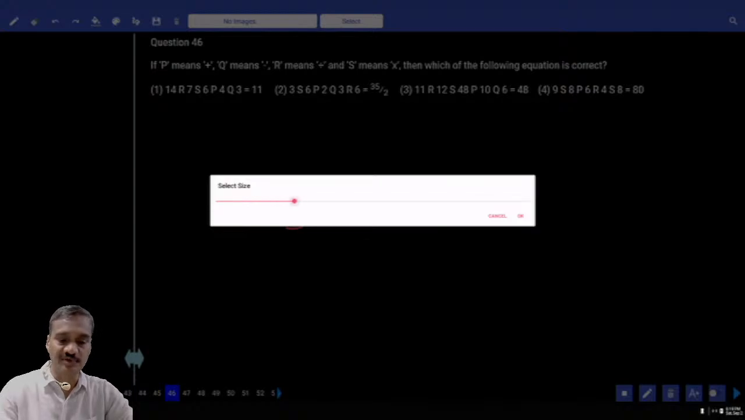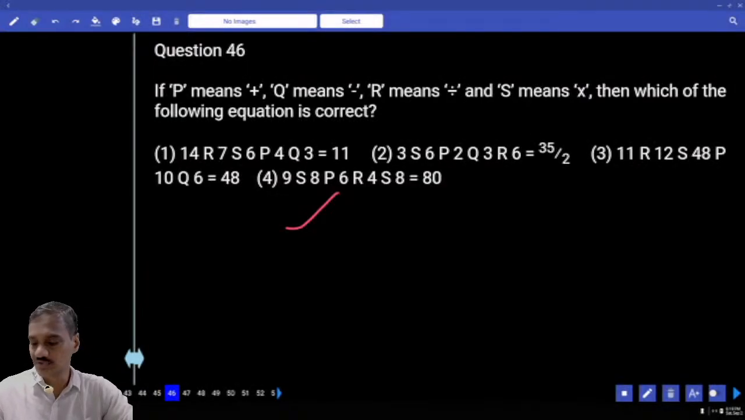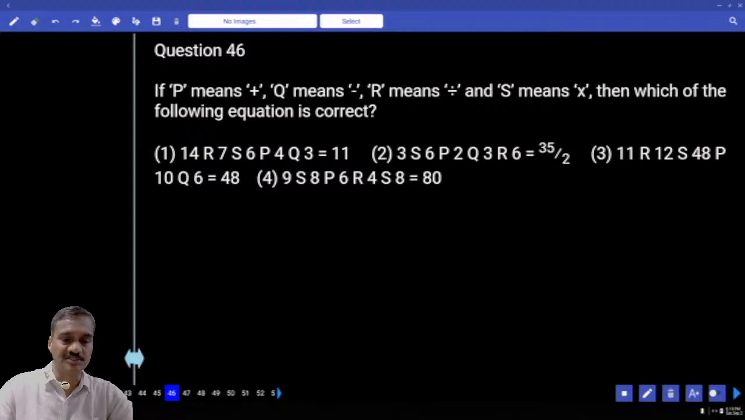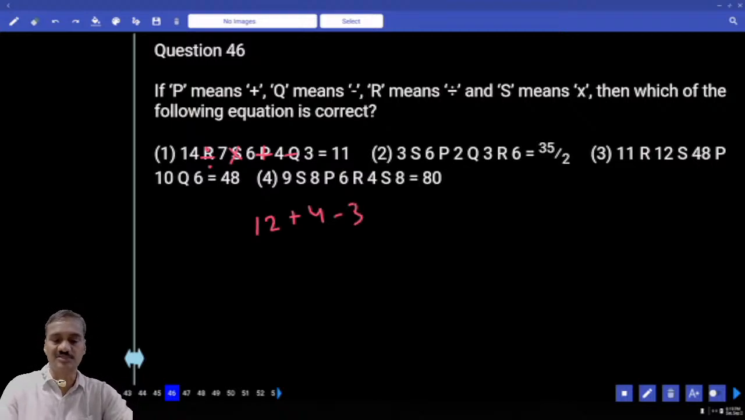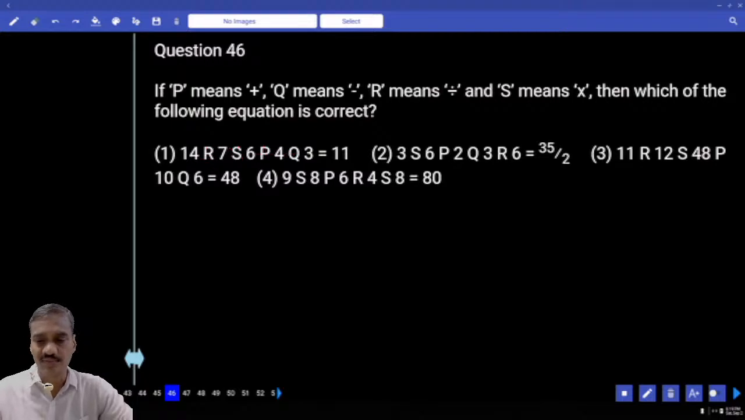And 46. Now P stands for plus and Q stands for minus. R is division and so on. 14 divided by 7 and S is into 6, and P stands for plus and Q stands for minus. Now 14 divided by 7, 2 into 6, 12. 12 plus 4, 16 minus 3. And 16 minus 3 is 13 but not 11. The next one, choice 2 and 3.